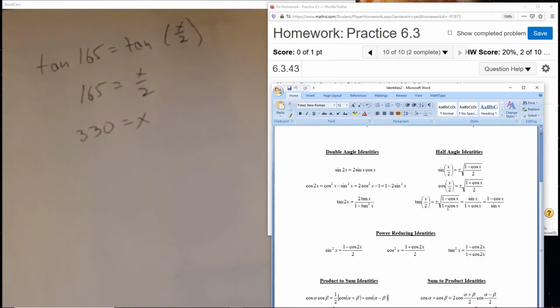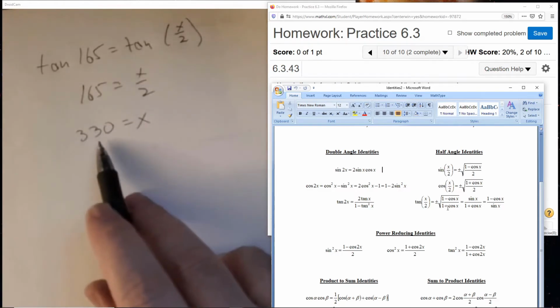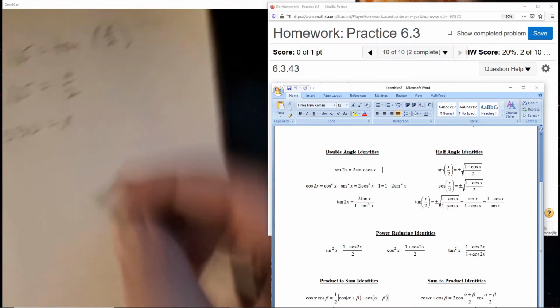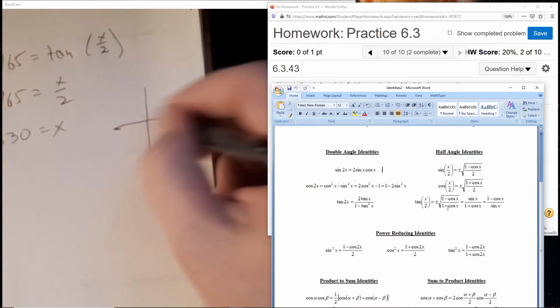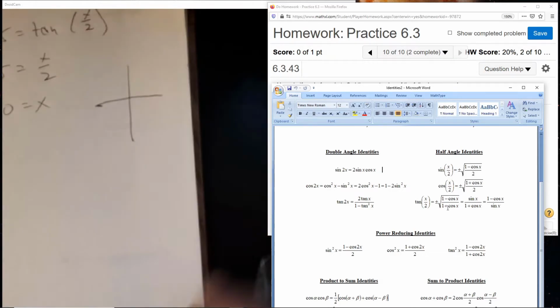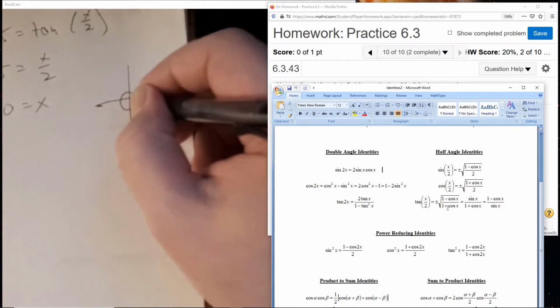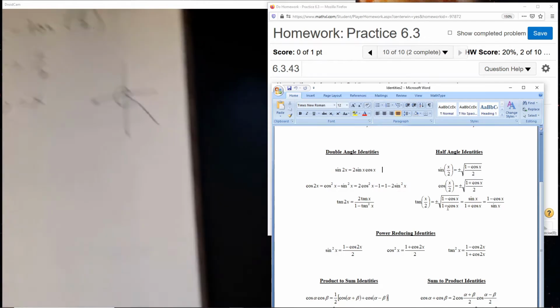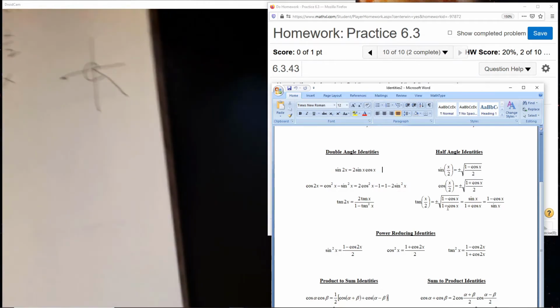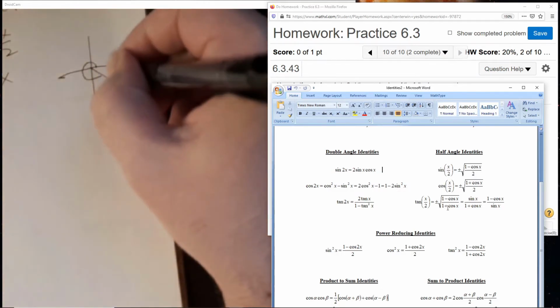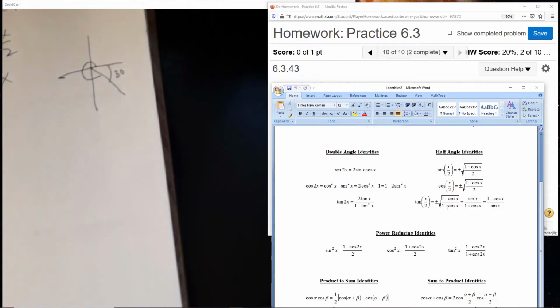So we need cosine. We'll need a right triangle to figure that out. And to get the right triangle, we'll need the reference angle. So 330 is going to be all the way in Quadrant 4. 330 gives us a 30-degree reference angle.